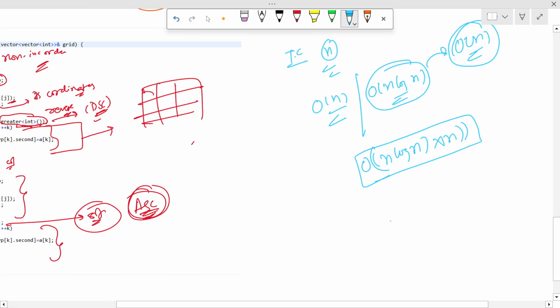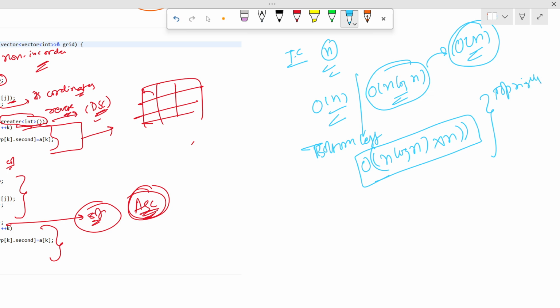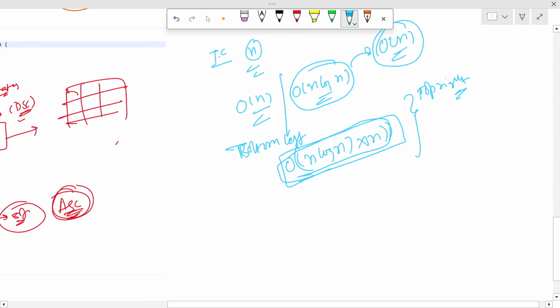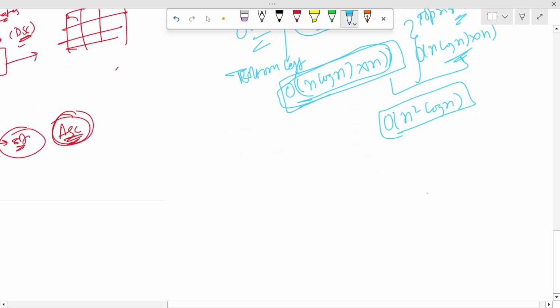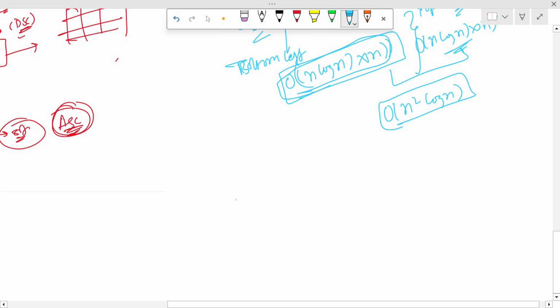This time complexity is basically for the bottom left corner, and the same for the top right. Okay, the overall complexity is O(n log n) times n, and the total time complexity is O(n² log n).